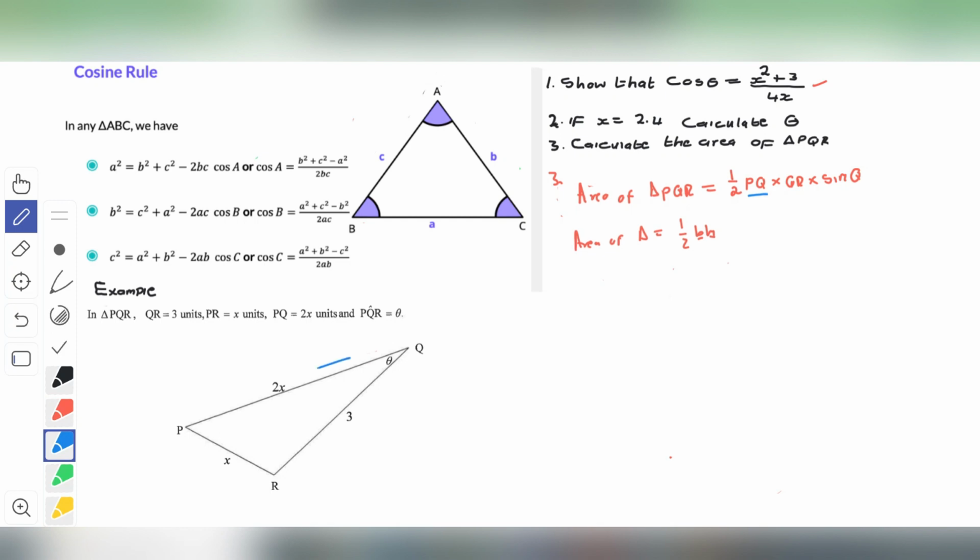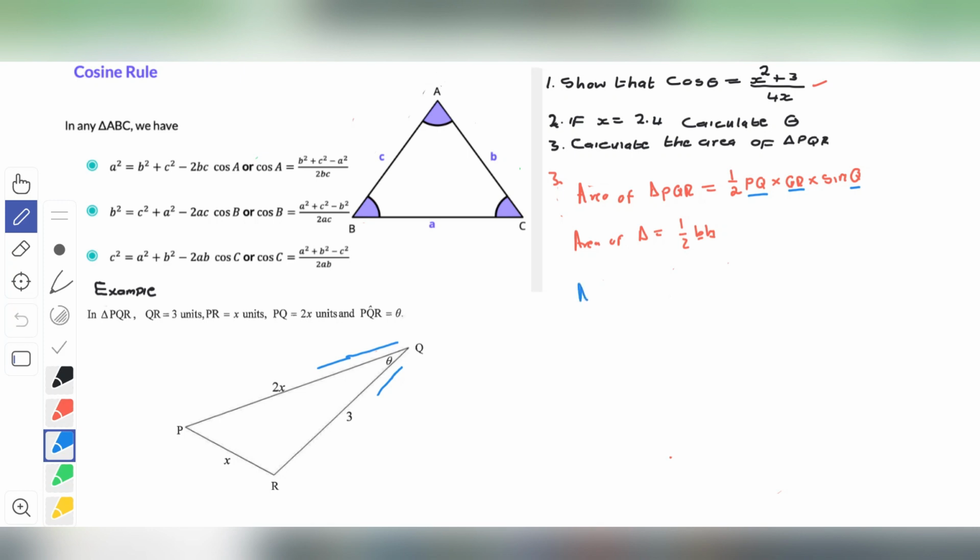Can you see the length of QR? It's here. And then sine of theta, meaning we used this angle. How do we know that we need to use that angle? You can see that PQ and QR form angle Q, right? So whenever you're calculating the area of a triangle, you need to check which values you are given.